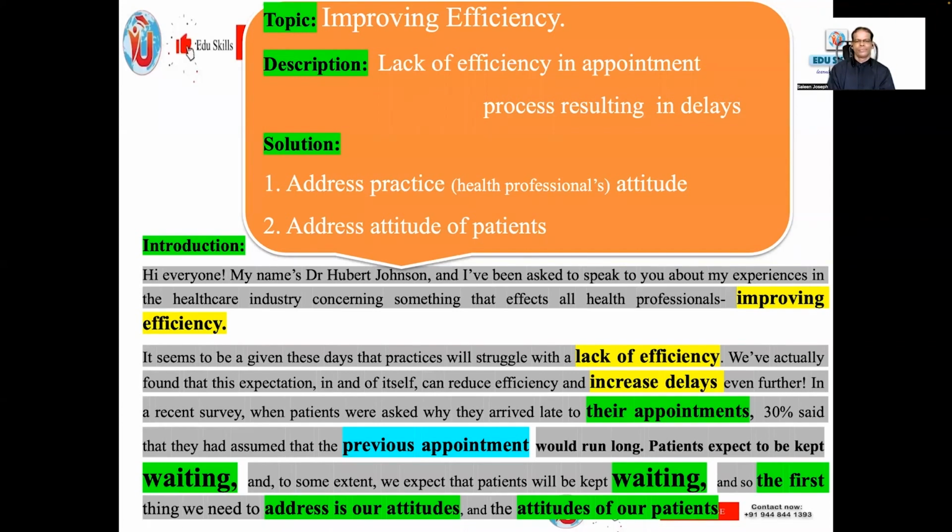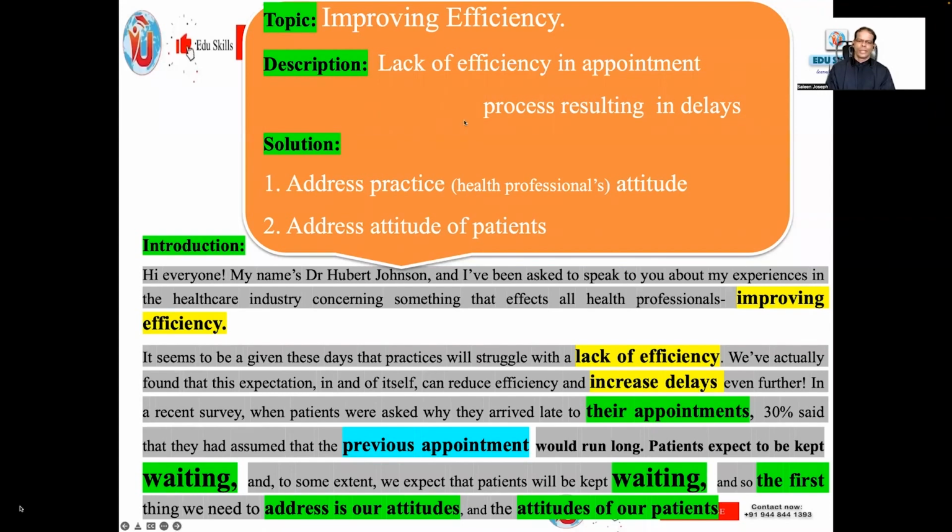It seems to be a given these days that practices will struggle with a lack of efficiency. We have actually found that this expectation in and of itself can reduce efficiency and increase delays even further. In a recent survey, when patients were asked why they arrived late to their appointments, 30% said that they had assumed that the previous appointment would run long. Patients expect to be kept waiting, and to some extent, we expect that patients will be kept waiting. And so the first thing we need to address is our attitudes and the attitudes of our patients.